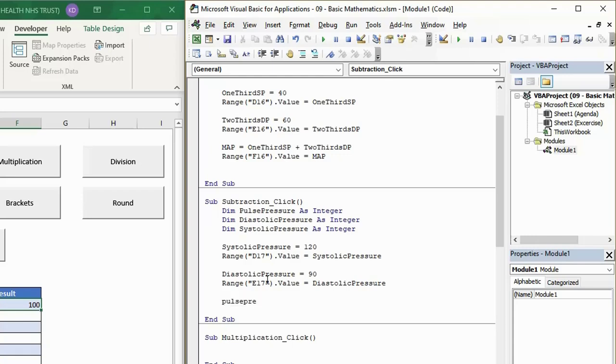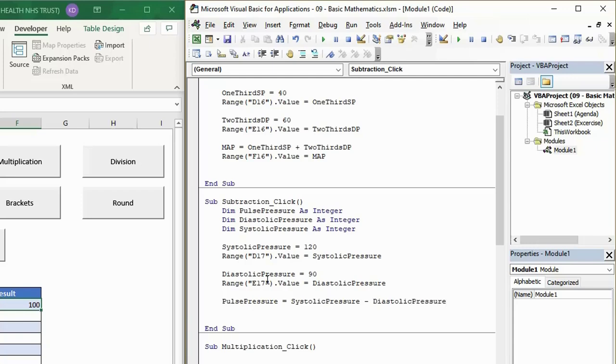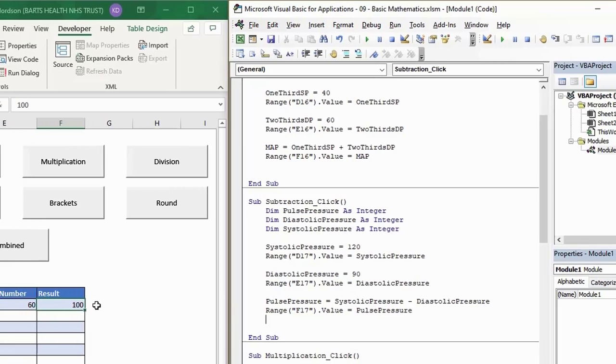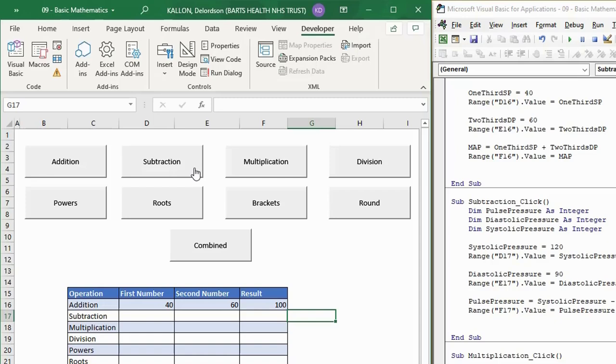Then we calculate pulse pressure as equal to systolic pressure minus diastolic pressure. Let's write the result out to Excel. Let's run the code and see what we get. As expected, we get 30.